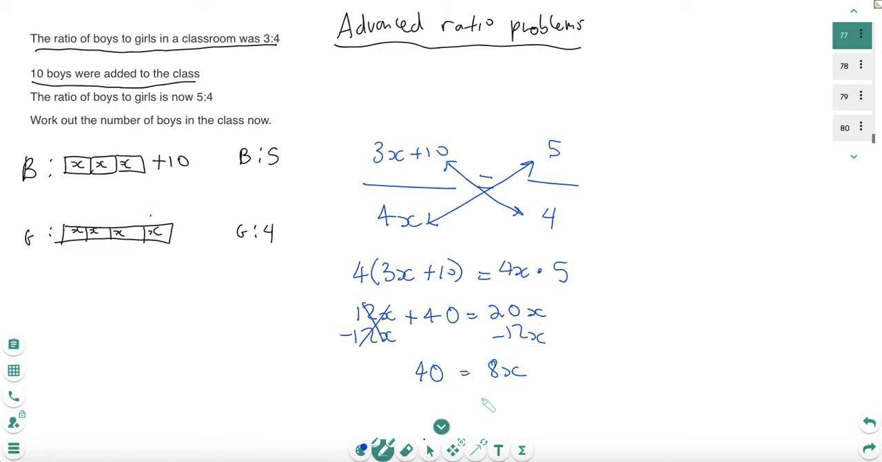8 times something is 40. Well, x must be 5. 8 times 5 is 40. So we know x is 5.